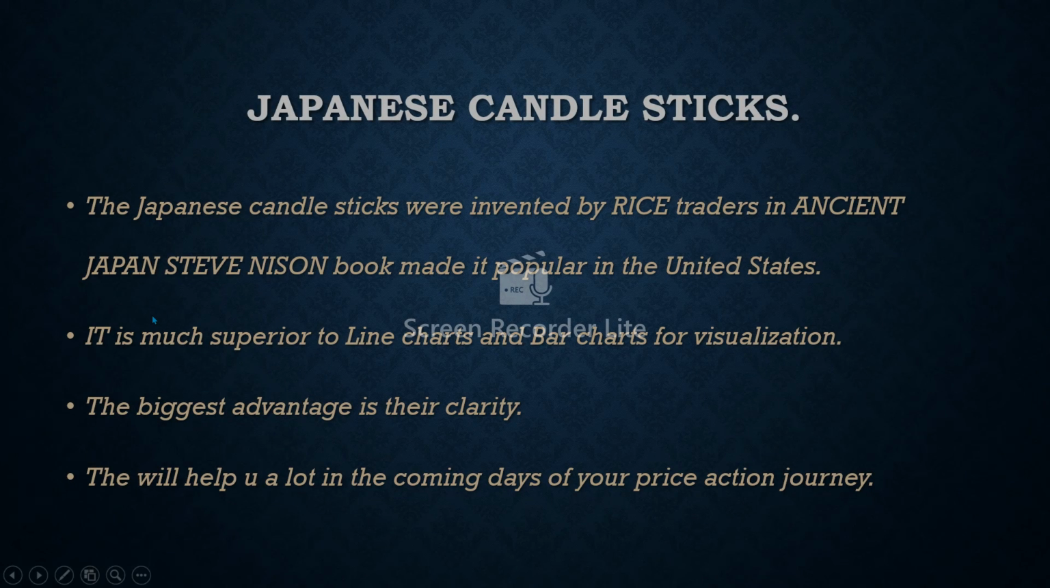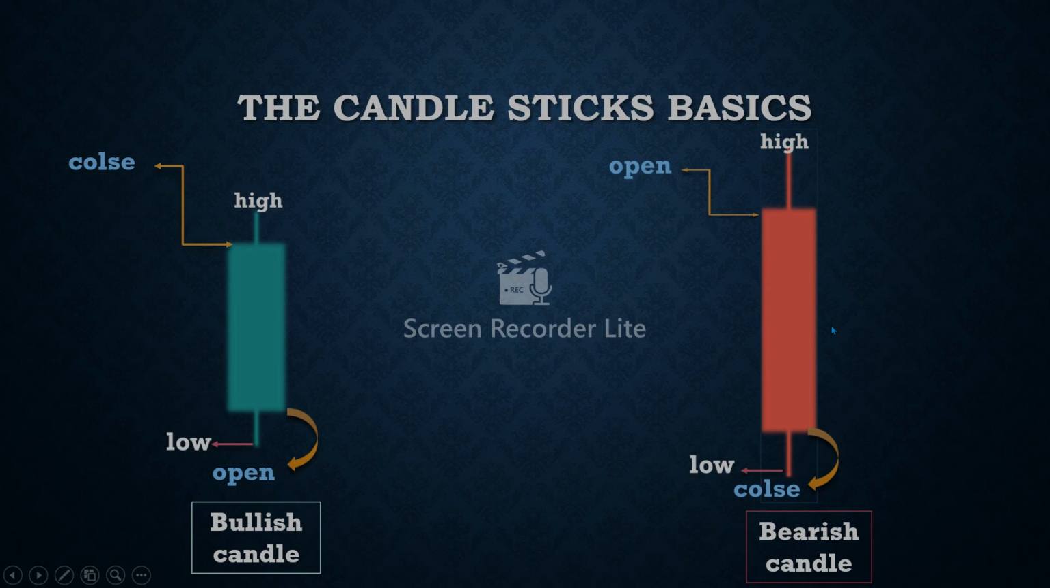It is much superior to line charts and bar charts for visualization. The biggest advantage is their clarity. They will help you a lot in the coming days on your price action journey. Now you see these candles on the chart. Okay, bullish candle, bearish candle. In a bullish candle, this is open.